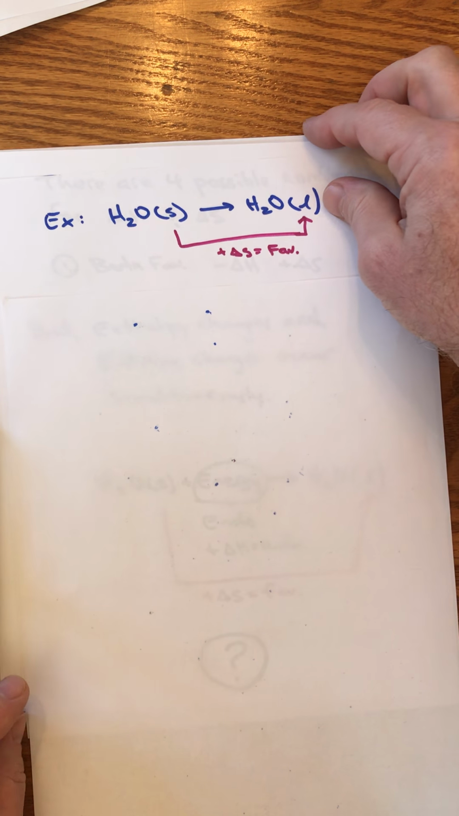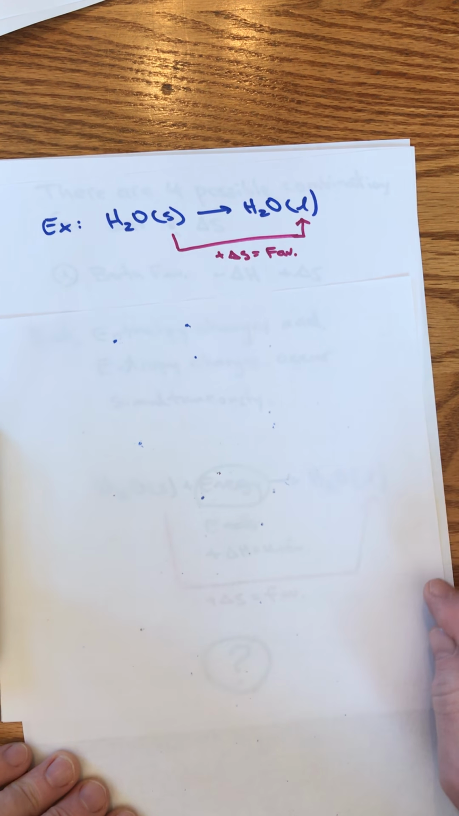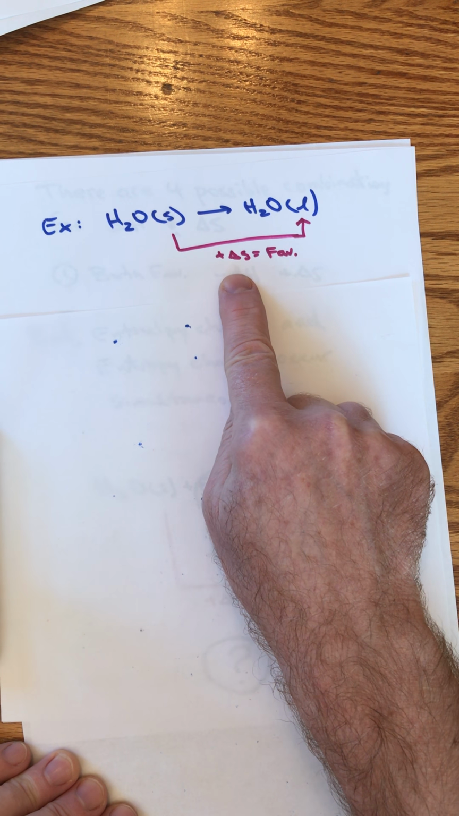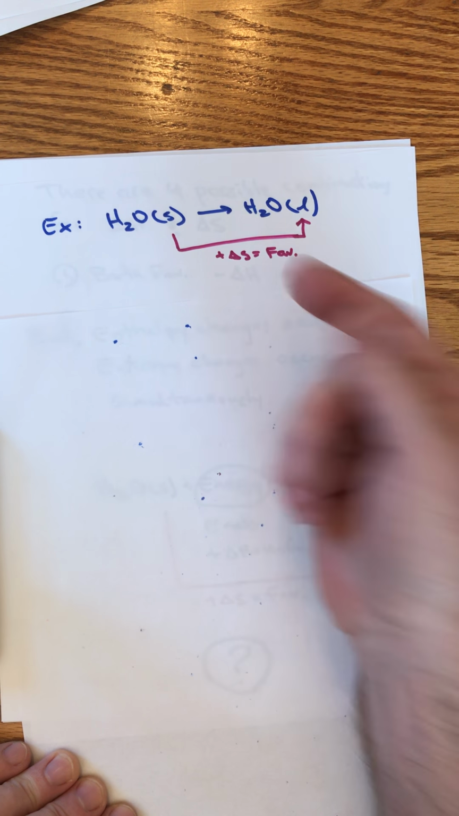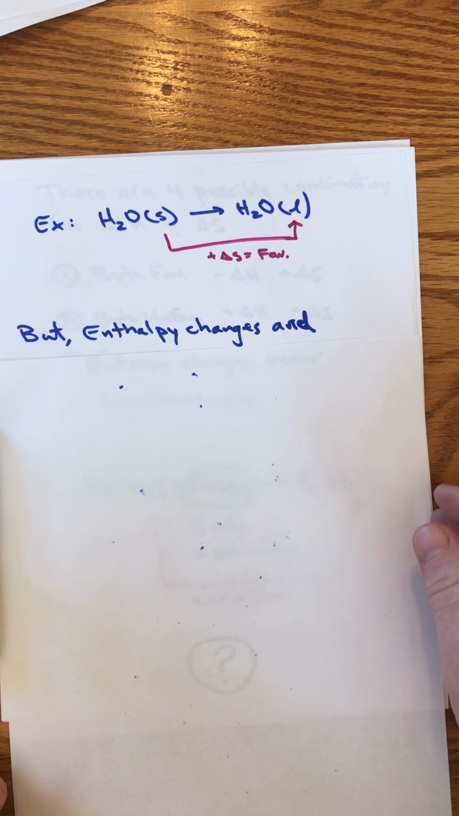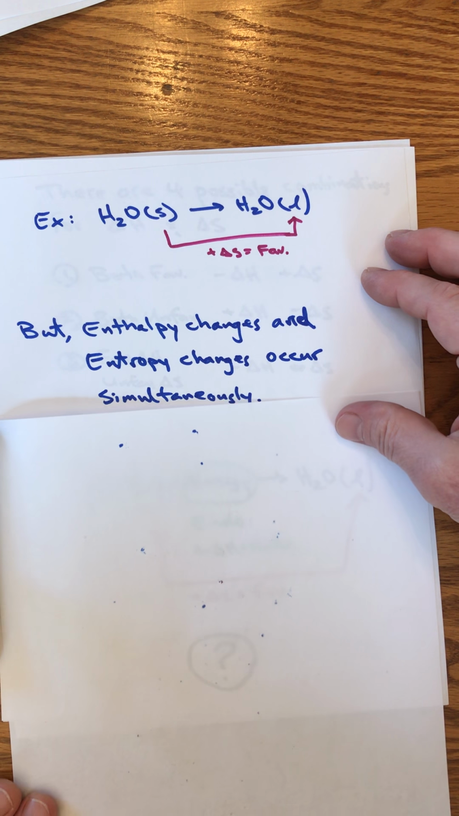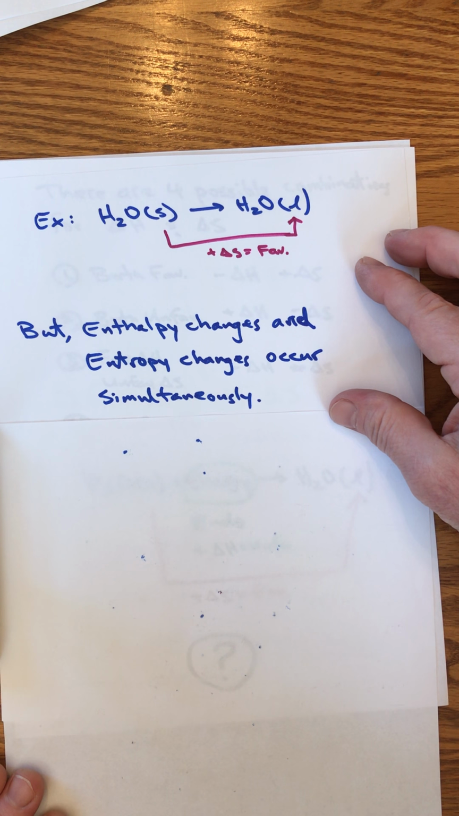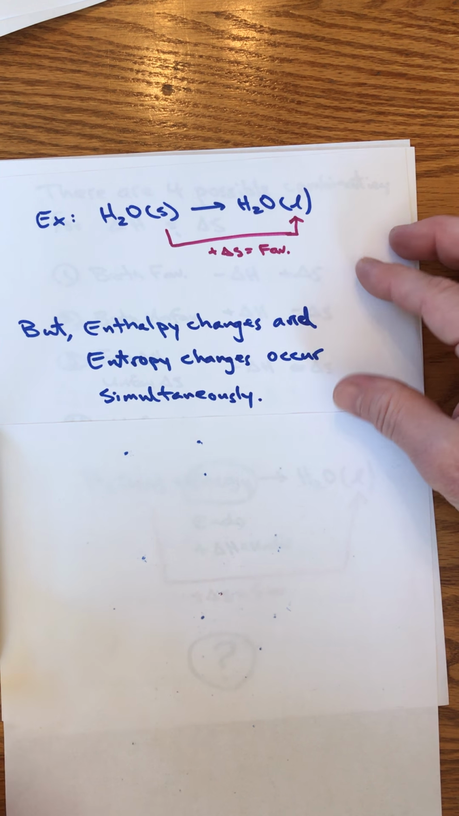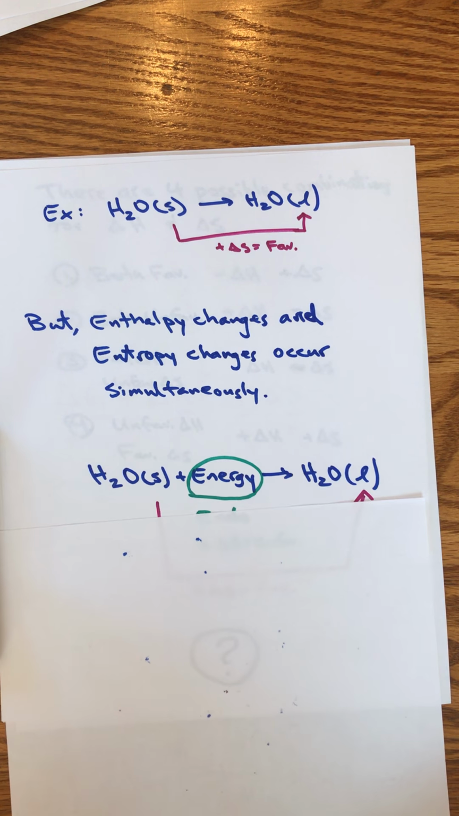So, for example, if I've got ice turning into water, ice melting, I'd say that's a positive delta S. I'm increasing my randomness. That's a favorable change. But enthalpy changes, the delta H value, and entropy changes are occurring simultaneously. They might work together, and they might work separately. They might work in the same direction, they might work in opposite directions.